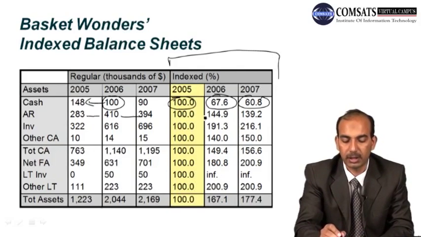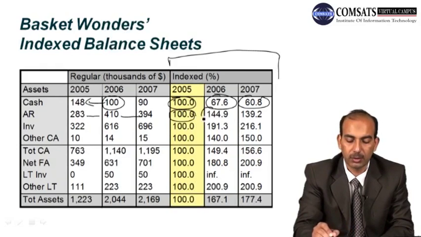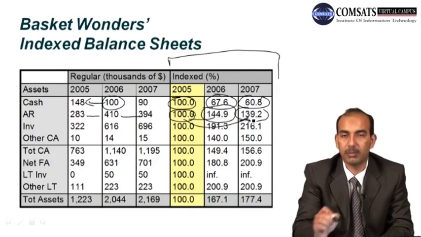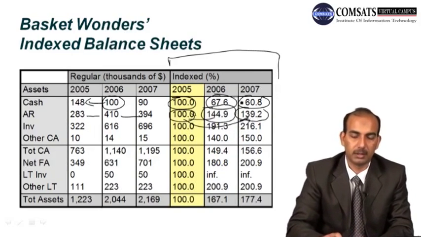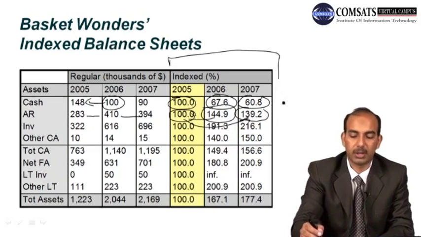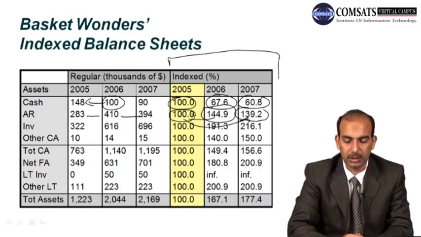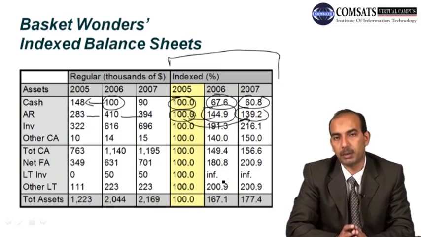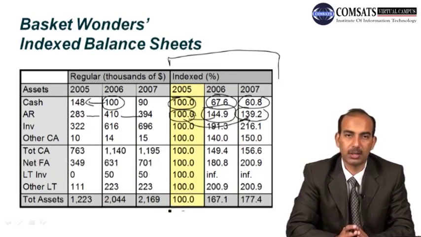Aur isi tarah se, if we look at the accounts receivable, we make these calculations. 2005 ka jo accounts receivable hain, if we take them as 100, so 2006 ke jo accounts receivable hain, they have increased to 144.9, and 2007 ke accounts receivable jo hai, they have been increased from 100 to 139.2. So likewise, for all these figures we can have the indexed figures here in the second part of our table. So you can make a much deeper look into the performance of the firm, ke figures jo hain wo kis tarah se improve ho rahi hain ya wo deteriorate ho rahi hain.